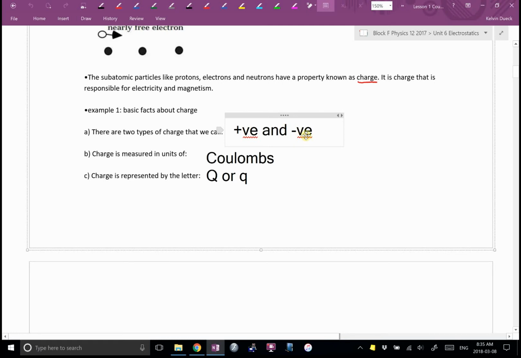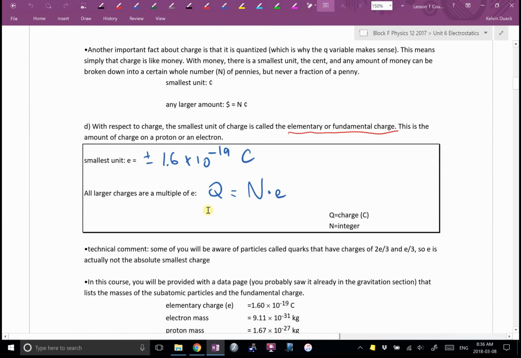I don't just use a plus sign and a minus sign if I'm using it as an English word. Charge is measured in coulombs, and we use the symbol capital Q or lowercase q as our variable for charge. Capital C is the symbol for coulombs as a unit, but as a variable in our equations we say Q for charge. Why not C? Taken by other stuff. Why Q? Because charge is quantized.